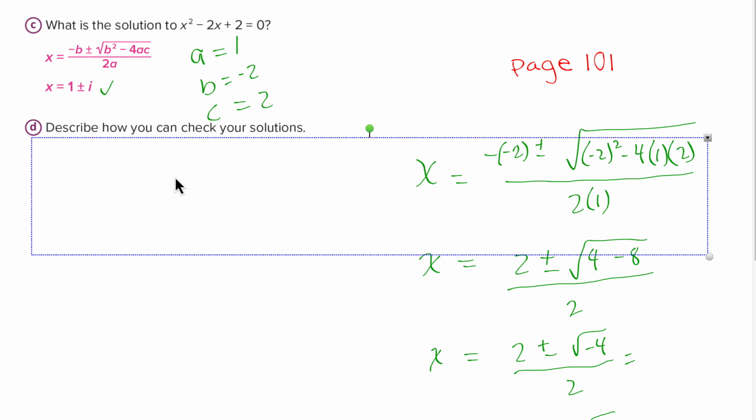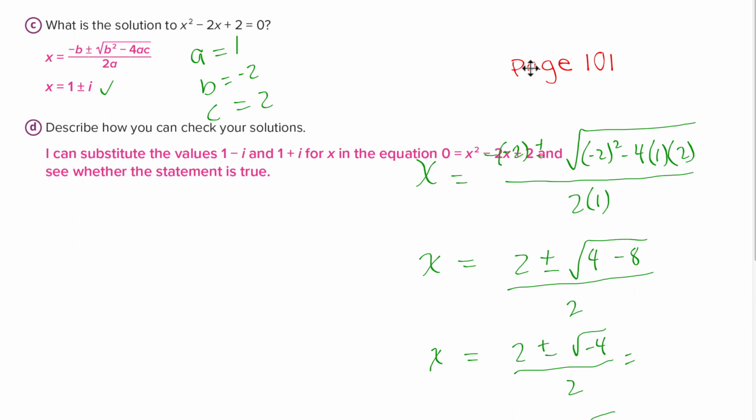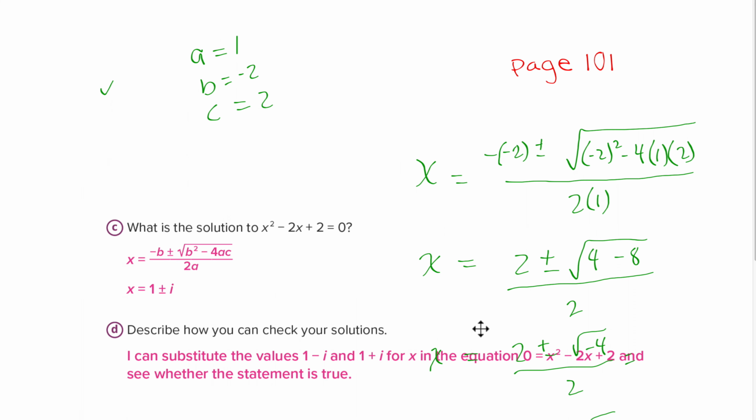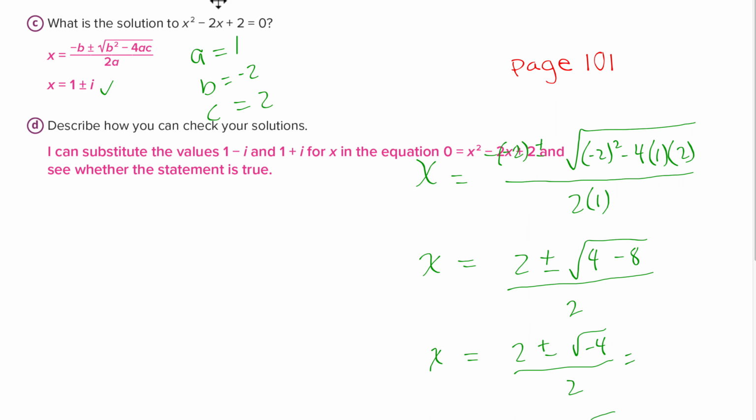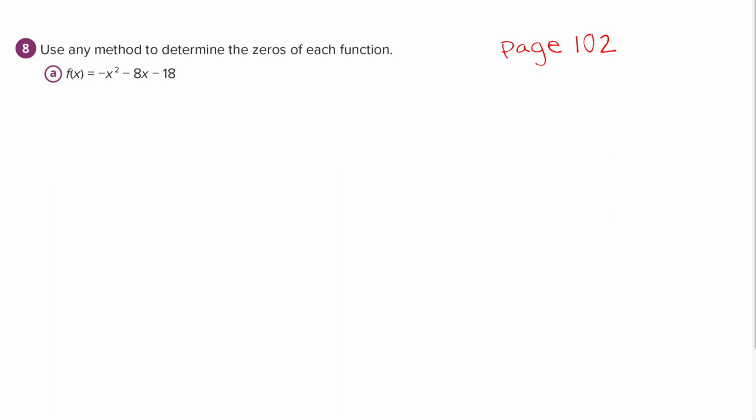How can you check your solutions? Well, I have that down already. We need to move some of this down. But if you were to plug in 1 plus i and 1 minus i into the equation, it should solve it, which means it works out to 0. I'm never going to ask you to do that, so don't worry about that. But that's how you could check it.